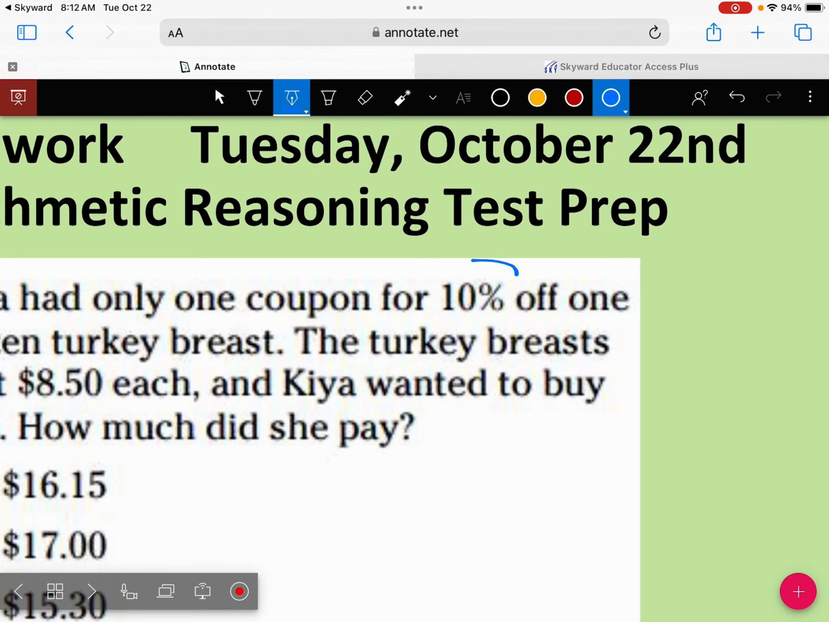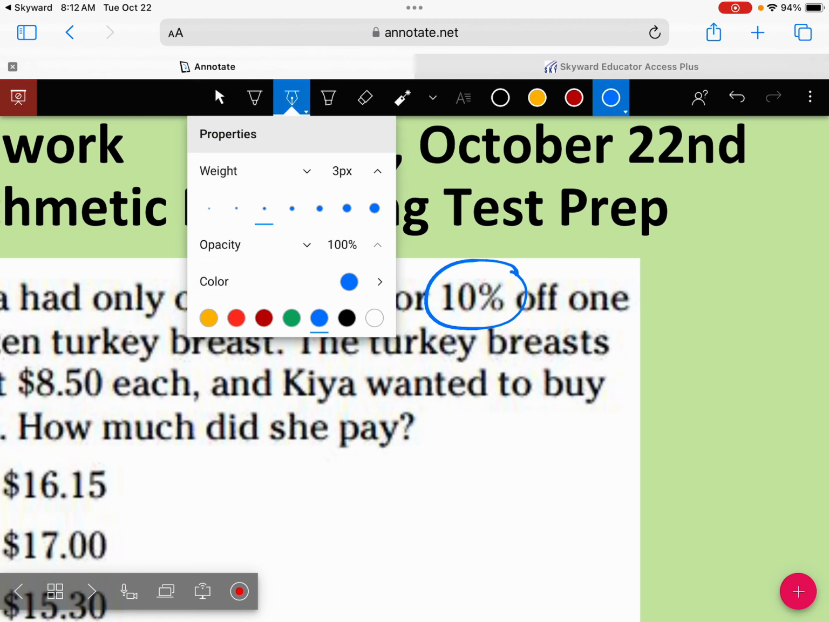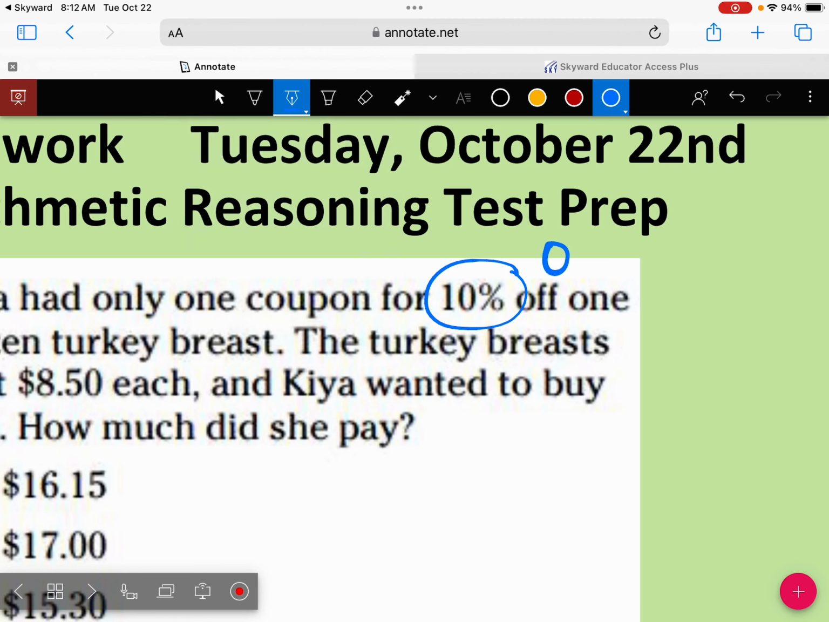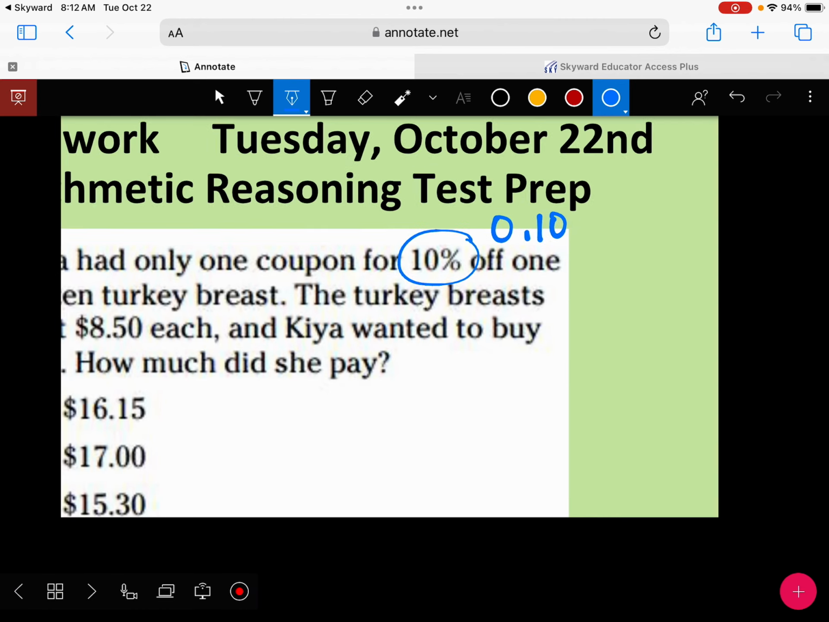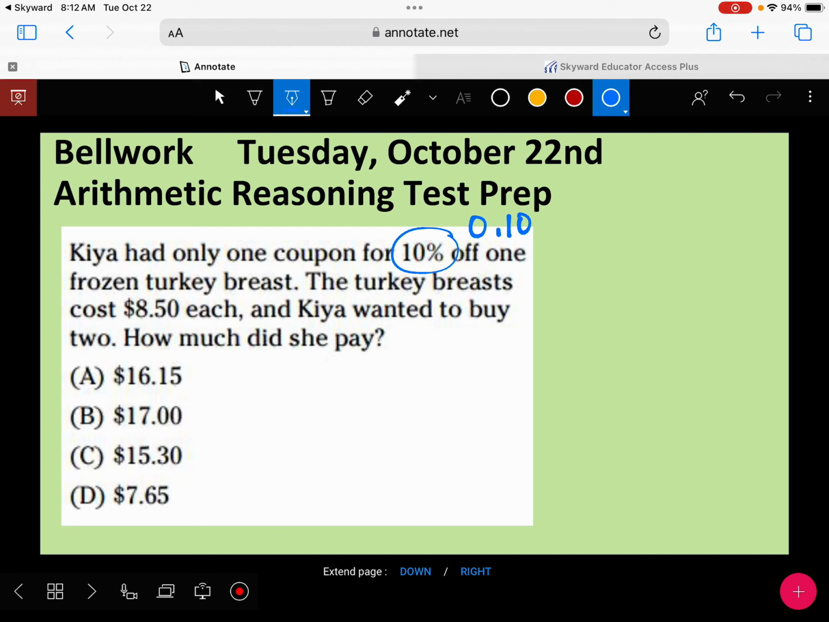So 10% converted to a decimal is 0.10. So what you need to do is take your calculator to figure out the cost of one turkey breast, take $8.50 and multiply that by 0.10. So go ahead and use your calculator.